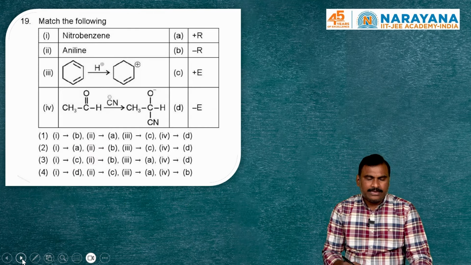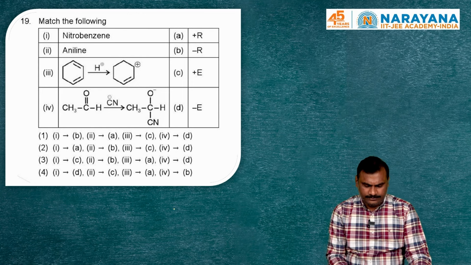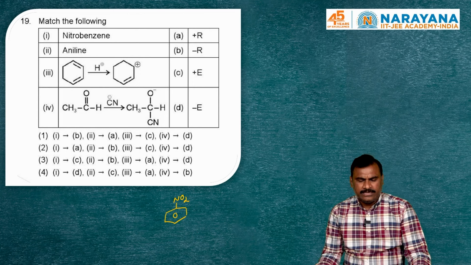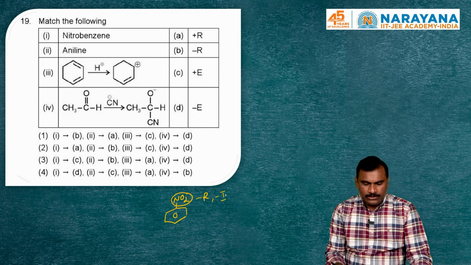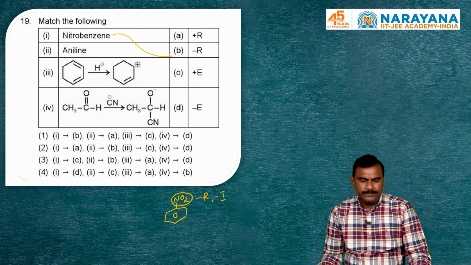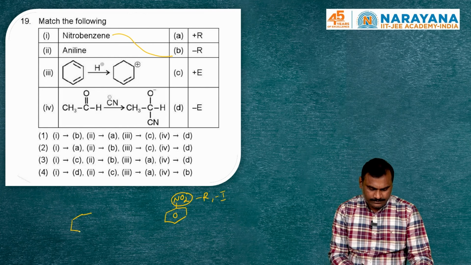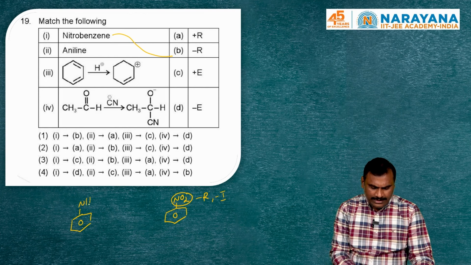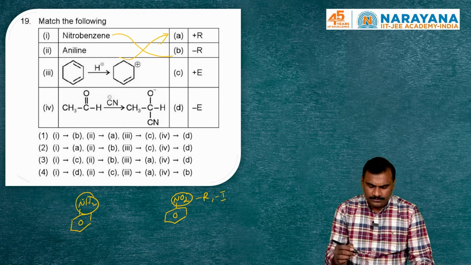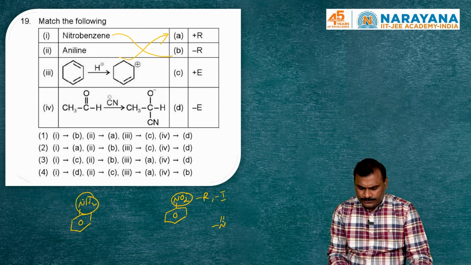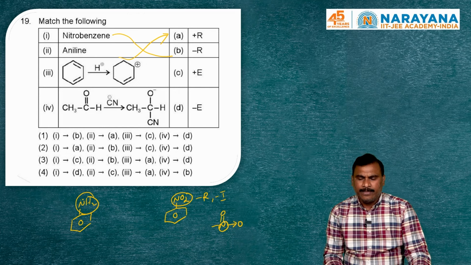Now let us go to the 19th, nitrobenzene. In nitrobenzene, the NO2 group is a minus R group as well as minus I. So the correct match is minus R. Aniline: the NH2 in aniline is a strong activating group and that is plus R. How to identify? Whenever an atom is attached to a more electronegative element by a multiple bond, it can act as a minus R group.